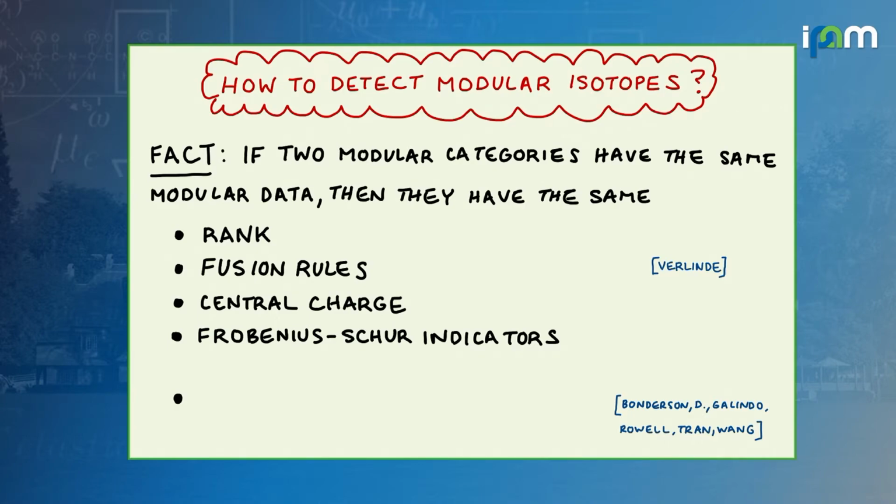Well, here's what you should know. If they have the same modular data, don't even bother trying to use the rank, because they'll be the same. The fusion rules, because we know from the Verlinde formula, those are determined by the S matrix. Things like central charge, higher Frobenius-Schur indicators, Gauss sums and higher Gauss sums, and we showed any link that can be realized as the closure of a 2-strand braid. So let me write this down.